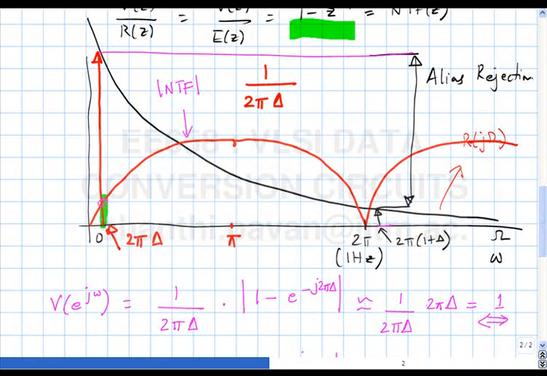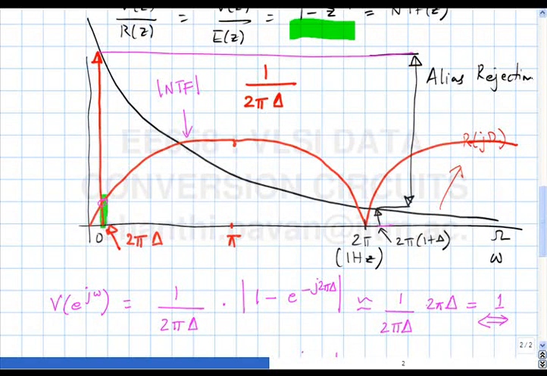So the response to frequencies around the alias bands is actually much smaller than in band frequencies. Does it make sense? Okay, which means that there is implicit anti-aliasing. All right. In fact, at the center of the band, that is at DC frequency, the aliasing is zero.